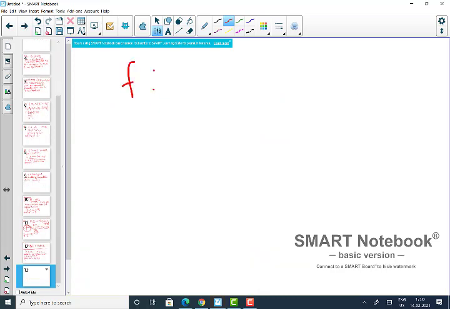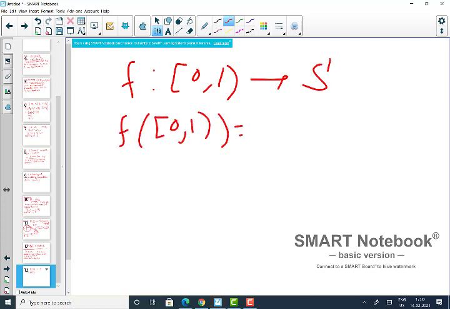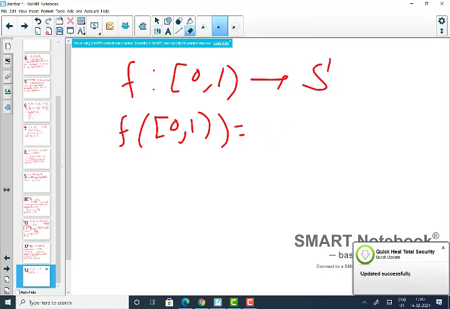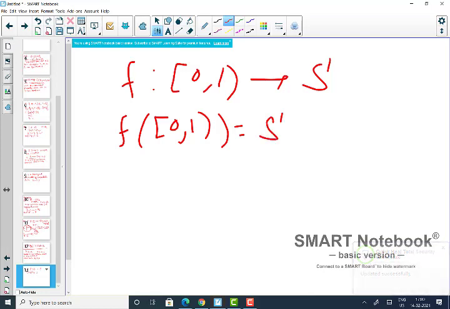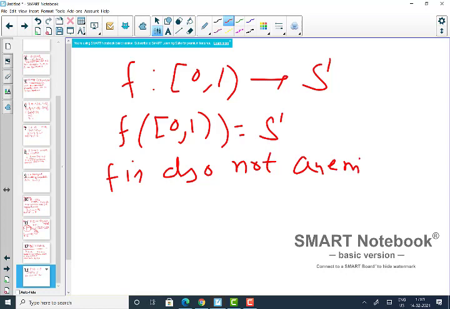So if you define the same function from the closed interval 0 to 1 to S1, you see that the range of 0 to 1 is the full S1, right? But the problem is that here you have a boundary point, which was the point 0, 1. And hence it is not a homeomorphism onto its range, so f is also not an embedding.